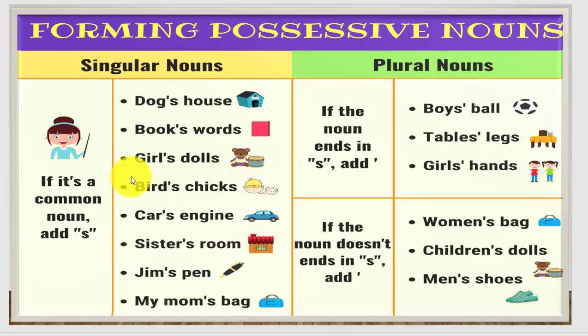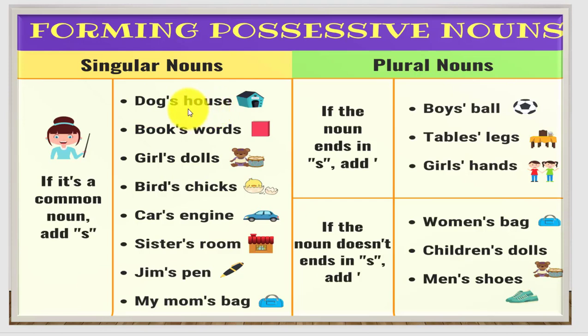So, forming possessive nouns. It may be a singular noun, it may be a plural noun. If it is a common noun, just add 's to show the possession. For example, if you say dog's house, you do not need to say this house is of the dog. It will be a wrong expression, a wrong sentence. This house is of the dog is a wrong expression.